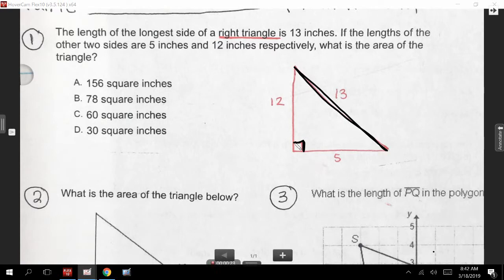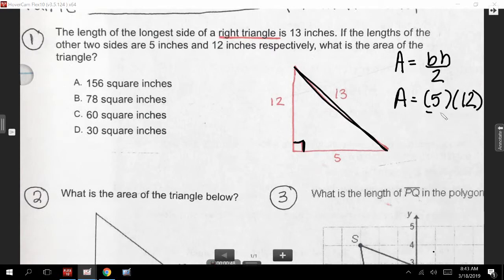All right, Dylan, what formula do I need to use to find this area? A equals BH divided by 2. Hannah, what are my base and my height going to be here? 5 times 12 divided by 2. Do I even need the 13? No, that was just extra information. The base is 5, the height is 12, and then we're going to divide by 2.